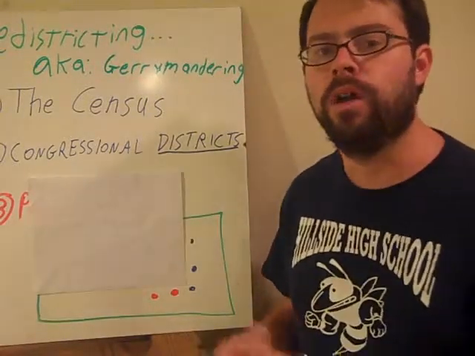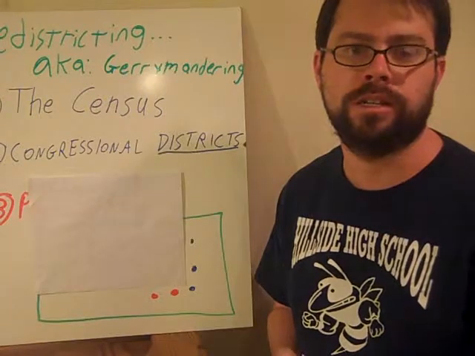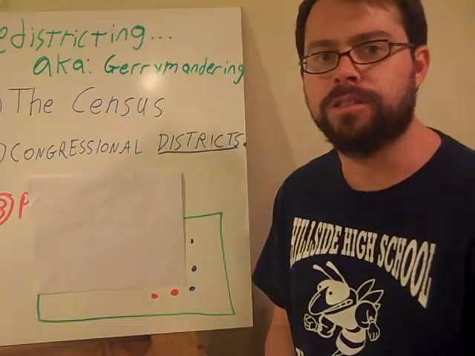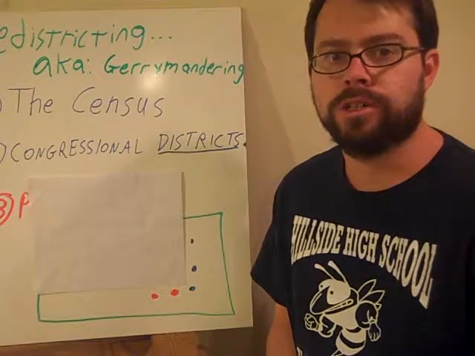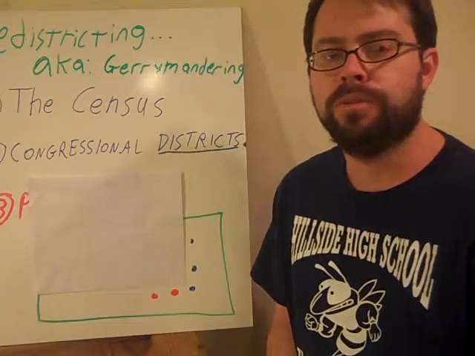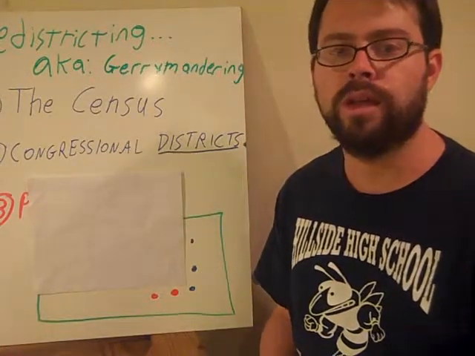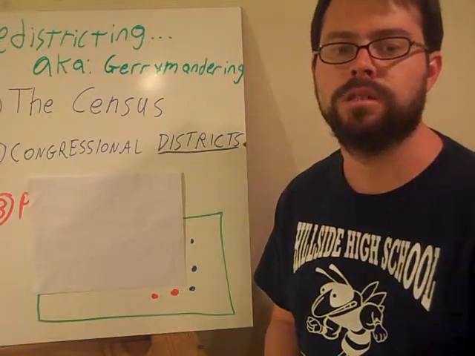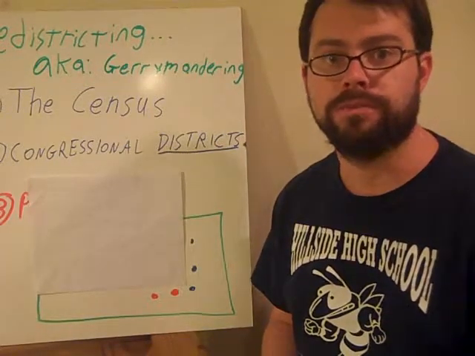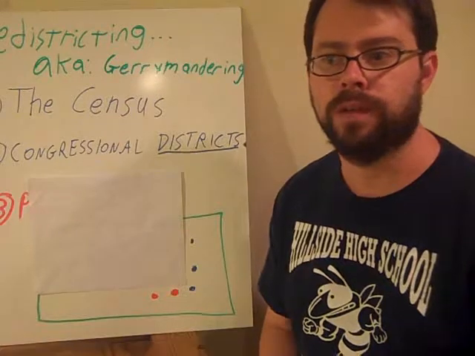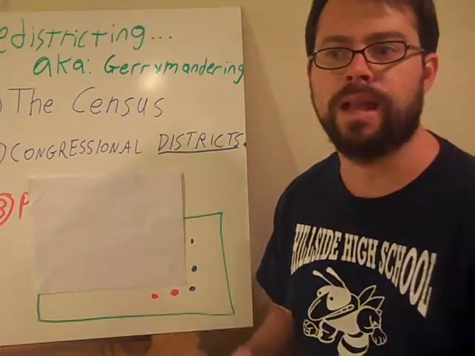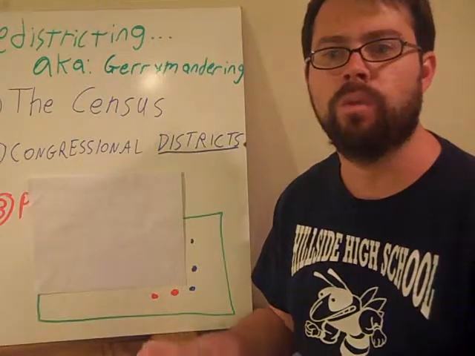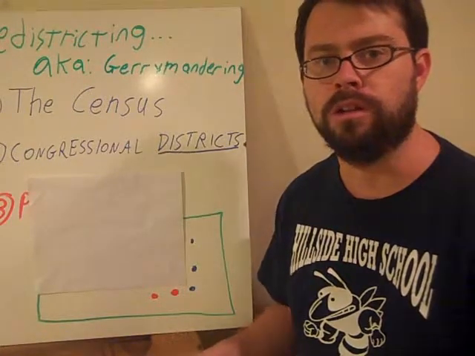How do you figure out what people go into what district? And that becomes very controversial and very political. The reason it's controversial and political is that the people who draw the lines, the people who create the districts every 10 years, are the state legislators. So we have elected officials, Republicans and Democrats, who do the work of dividing up the state and deciding what those district lines are going to look like.